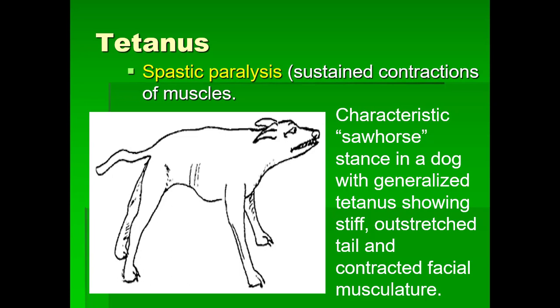Now, the predominant clinical signs are characterized by sustained tonic contractions of muscles without actually any twitching. Here we see a dog with a sawhorse stance. There is a protrusion of the third eyelid and a contracted facial expression, which is called a sardonic grin. There is also extension of the tail, which has been described as a pump handle tail, and you can tell there is a persistent rigid extension in all four limbs in the animal.